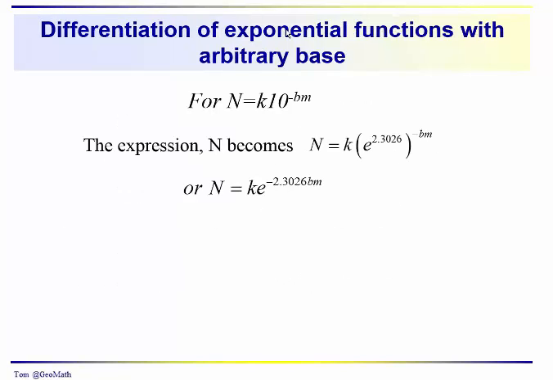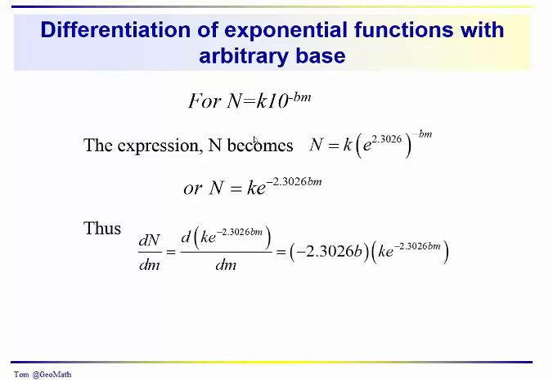So we're going to go through all the steps here. For a function like n equals k times 10 to the minus bm, just substituting e to the 2.3026 for 10, we get n equals k times e to the 2.3026 power raised to the minus bm power. We know from our rules for handling exponents that we just multiply these two together. So that gives us n equals k e to the minus 2.3026 times b times m.